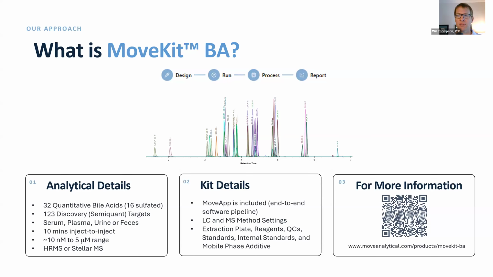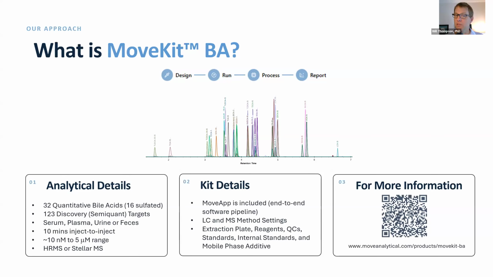So this is our first LC-MS kit. And what is it? Specifically, this kit includes, as Andrew said, the 32 quantitative bile acids, 16 of which are sulfated. Every one of them has a stable isotope labeled internal standard. In addition, there are 123 semi-quantitative targets that, if you run high res, you'll get. We've run standards from Biomics, from Sigma, from other places, and we've added them into our discovery library. And so those are semi-quantitative reporting analytes, which you get as part of the kit as well.